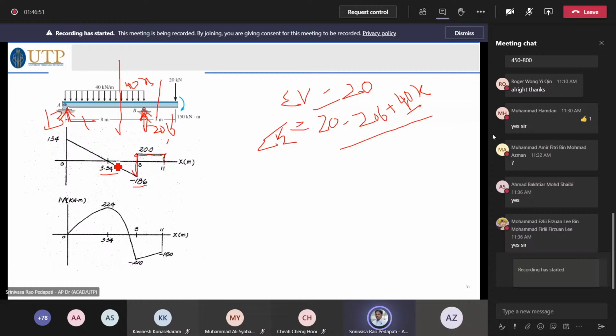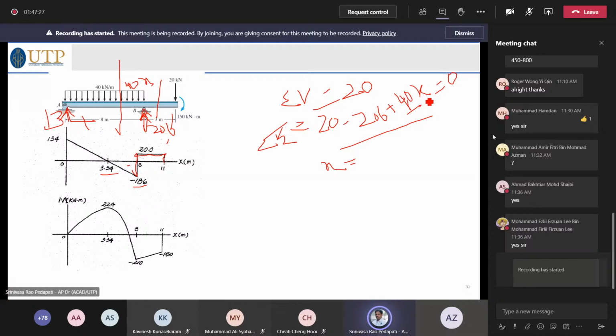This is called the salient feature, where the shear force changes its sign. That means at this point it is negative, and it changes its direction to the positive. Shear force is 0 at this point. So how do we know this point? Equate this equation to 0. If this is equated to 0, what is the value of x? You just try this one. Is it correct? 3.34.